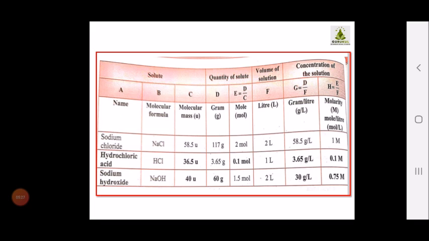So this is regarding the solution table. Complete this table in your textbook. Okay, so your concept will become more clear.